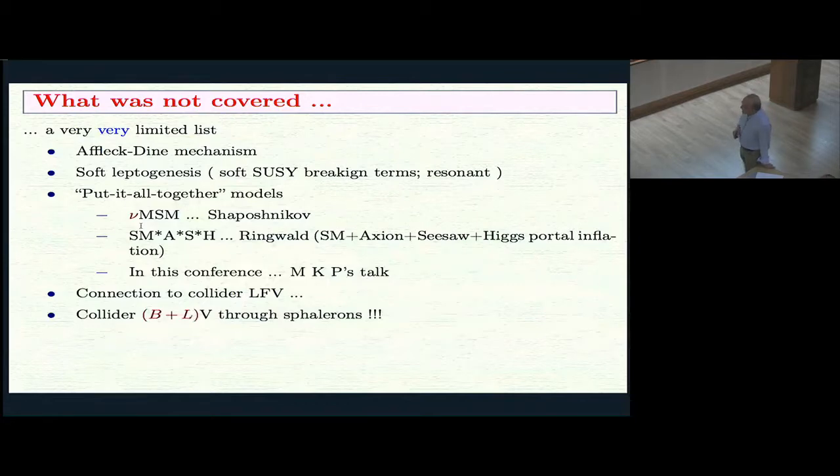The other major topic is that any physics that does lepton number violation can potentially be connected to colliders. That is beyond me to cover. And finally, I would mention that there is the exciting possibility, although it would not prove anything about baryon asymmetry, that if we observe any B plus L violation signature in the colliders, we would be sure of the sphaleron mechanism as a washout mechanism in the early universe.